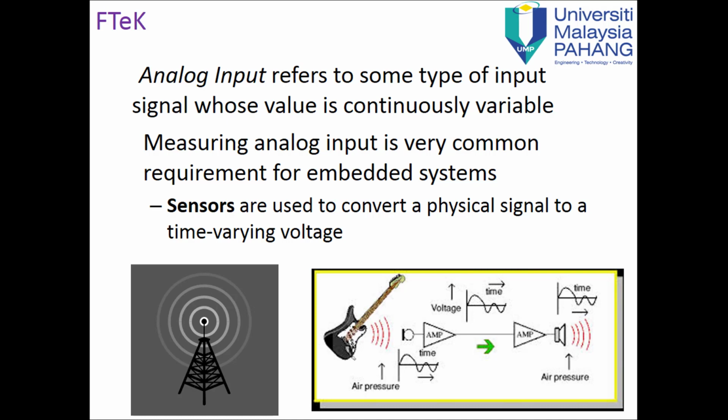As you can see here, if I have, for example, a guitar which is giving sound, the sound is actually air pressure. It will go through the circuit and change to voltage which is varying with time. Then when it comes out of the circuit to the speaker, it will change again to air pressure.